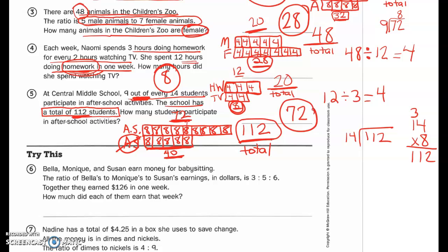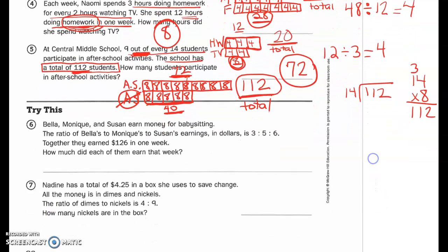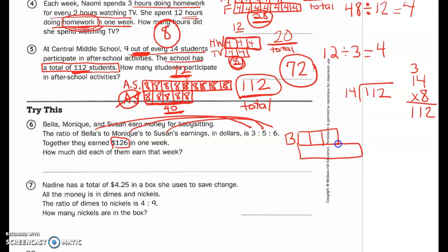All righty. Try this, and we can actually do a tape diagram and use 3 ratios. So we have 3 girls earning money to babysit, and the ratio of their earnings is Bella 3, Monique 5, and Susan 6. And they all earn together this much money. So this time you would have a box of 3 for Bella. Monique would get a box of 5. And Susan gets a box of 6.